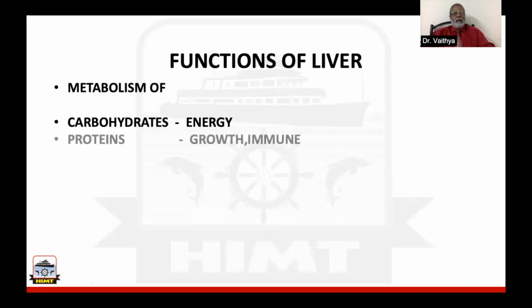And the second important content of food is protein. Dals, cereals, the white part of the fish, and many fruits are rich in protein, which helps in growth and helps to improve our immune system. Immune system means defense system, fighting against infectious organisms.